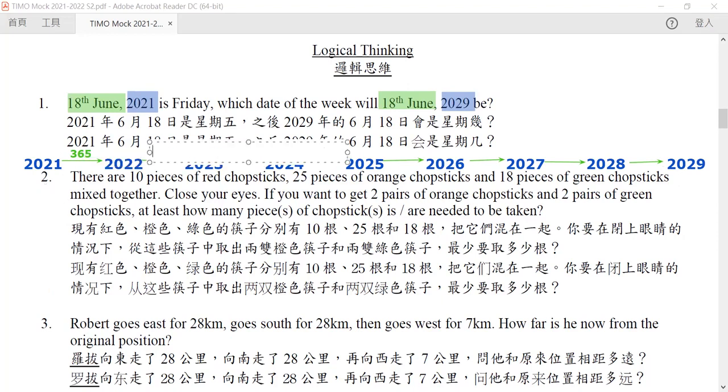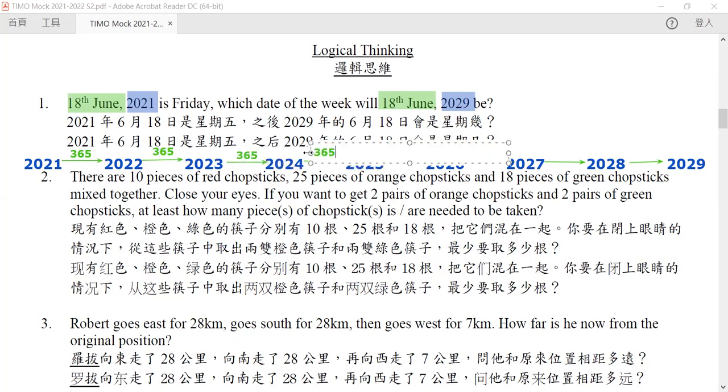The same thing goes for 2022 to 2023, 365. The same thing goes for 2023 to 2024. But from 2024 to 2025, there are actually 366 days that have passed. Why? Because 2024 is a leap year. After which we go back to normal years. And because 2028 is also a leap year, we have another 366 days that have passed. By this, we can compute the number of days between June 18 of 2021 and June 18 of 2029.